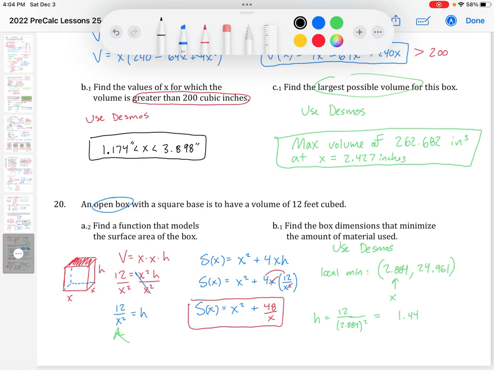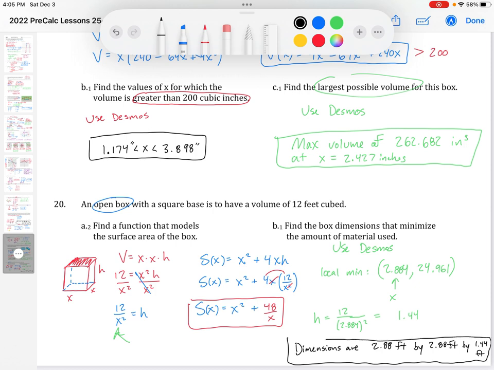So I'm just going to say our dimensions are, the x by x base would be about 2.88 feet by 2.88 feet by that height of 1.44 feet. So those dimensions would give you the lowest surface area.